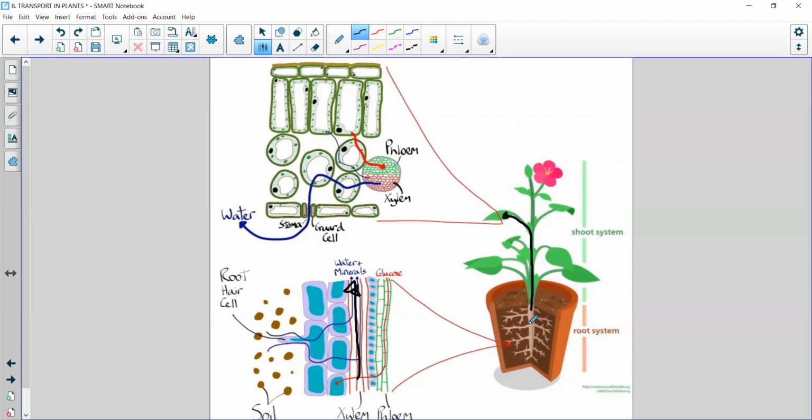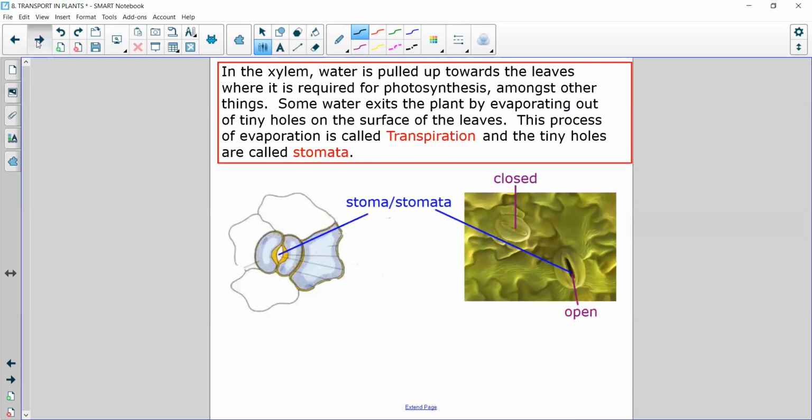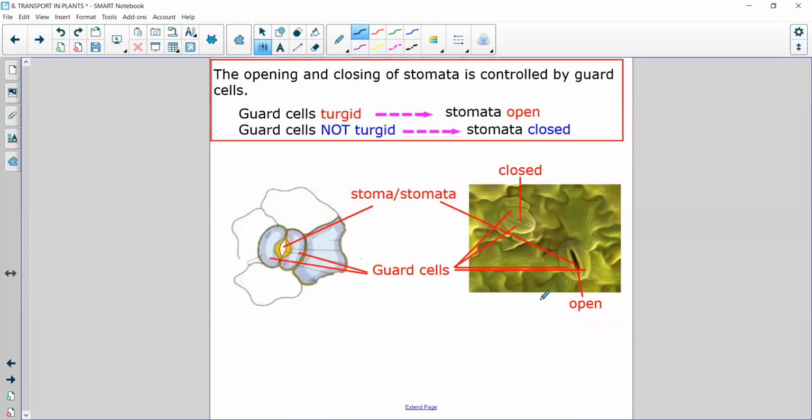And this process of water moving up and evaporating out of the leaf, that is what we call transpiration. Now, the water will only be able to evaporate out of these stoma when they are actually open. And the stoma are controlled by two cells on either side of them, which are called guard cells.